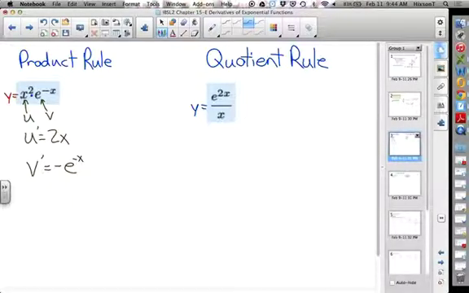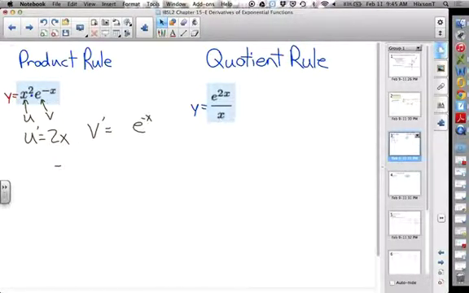Okay? Again, I used the chain rule. The derivative of e to a power is e to that power, but then I multiply by the derivative of the exponent, which is negative 1. Now we can use the product rule. Let's get this up here.